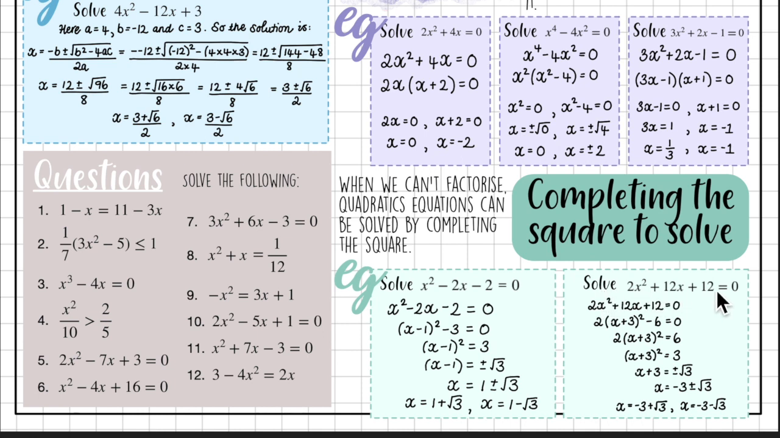Here again we have a quadratic. The completed square form of this quadratic is 2 times by bracketed x plus 3 squared minus 6. Again, let's find the solutions. All you have to do after this point is just rearrange. We bring the 6 over, we divide both sides by 2, we get rid of the power 2 by square rooting both sides, and then we bring the 3 across. So we have the solutions: x is equal to minus 3 plus root 3 and x is equal to minus 3 minus root 3.